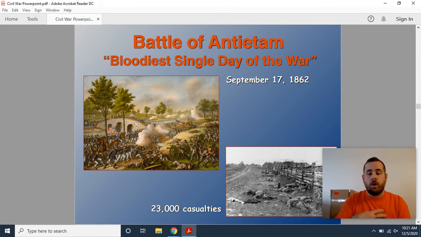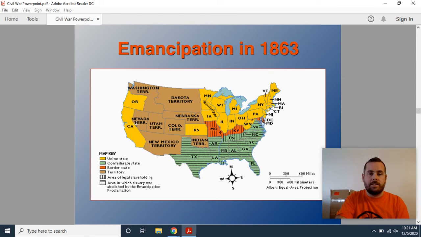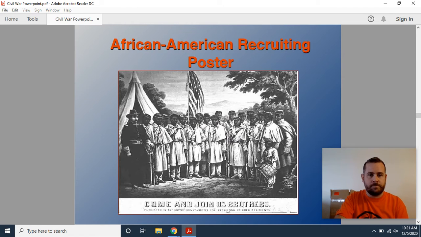I wouldn't call it the turning point of the war, but it is a turning point because it's going to set the stage for the Emancipation Proclamation. In the middle of the war, Lincoln will issue the Emancipation Proclamation. And we'll talk a lot about this in the next lecture. So I'm going to kind of skip over it here. But beginning at the end of 1862 and the beginning of 1863, the war and the purpose of the war is going to start to shift.